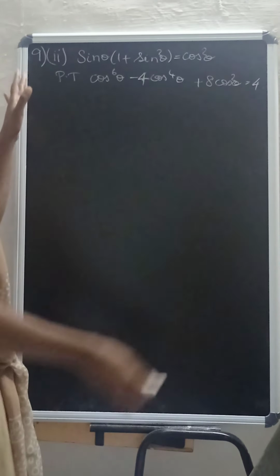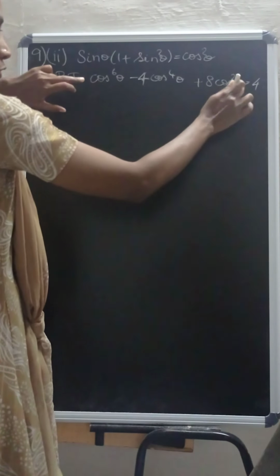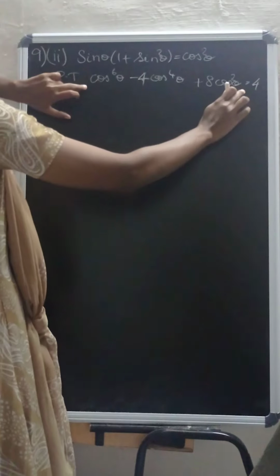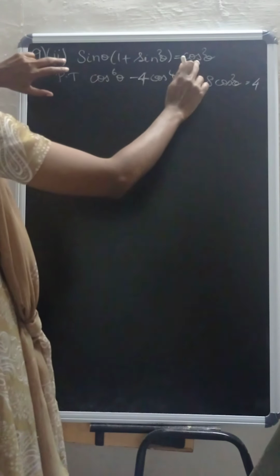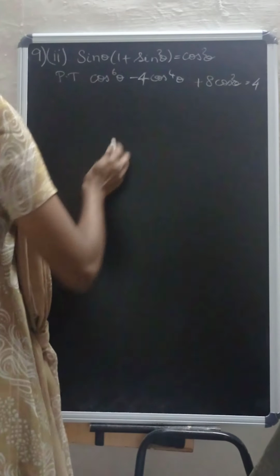Ninth sum, second subdivision. If sin theta into 1 plus sin square theta is equal to cos square theta, then prove that cos power 6 theta minus 4 cos power 4 theta plus 8 cos square theta is equal to 4. So for this sum, we are going to take this equation what is given and we are going to derive at this equation. So that is the hint here. You are going to take this equation and you are going to derive at this equation.